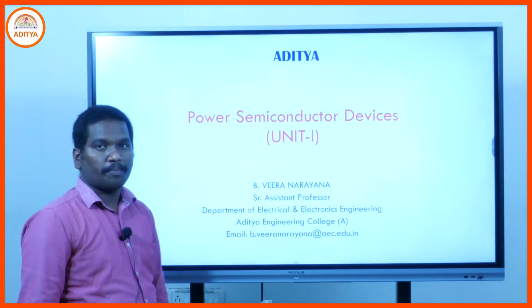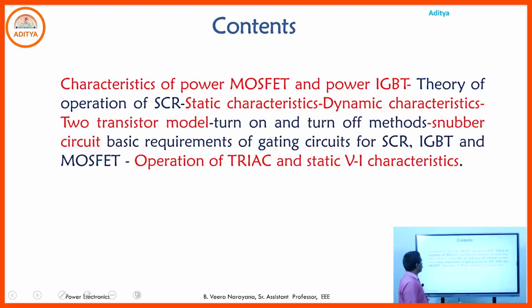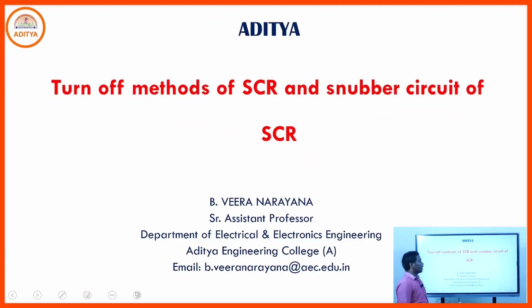We are in the first unit, Power Semiconductor Devices. Up to now, we have completed the characteristics of MOSFET, theory of operation of SCR, static and dynamic characteristics of the SCR, two transistor analogy, and the turn-on methods of the SCR. Coming to this module, we are going to discuss the turn-off methods of the SCR and the snubber circuit of the SCR.